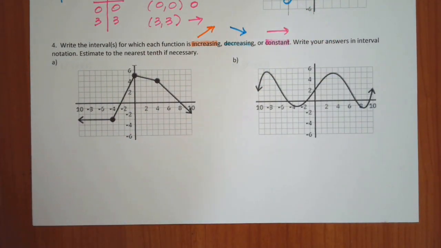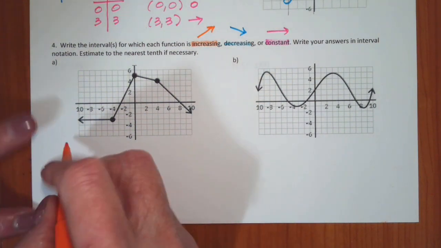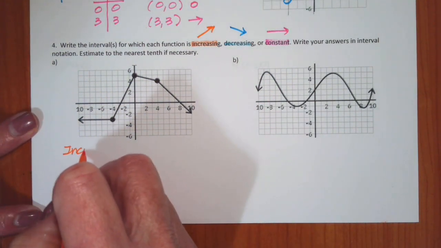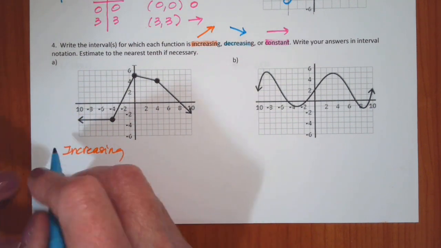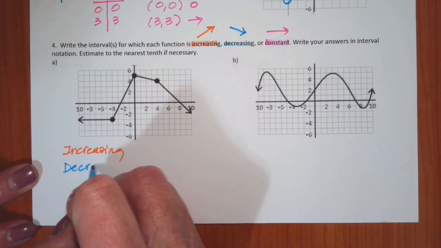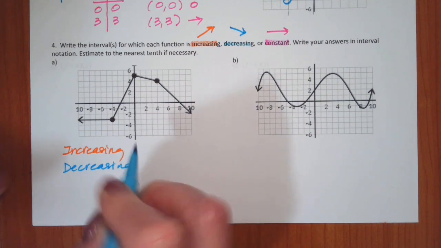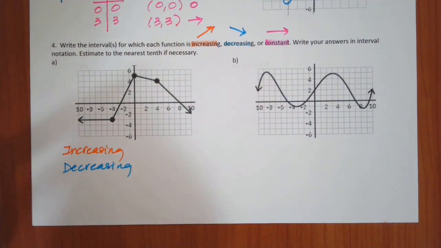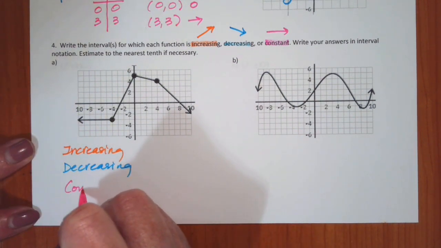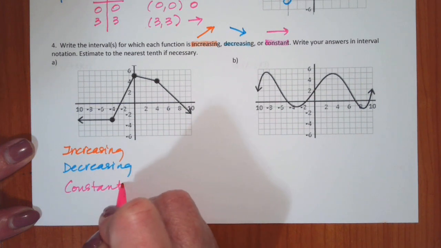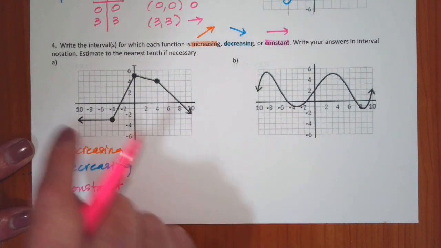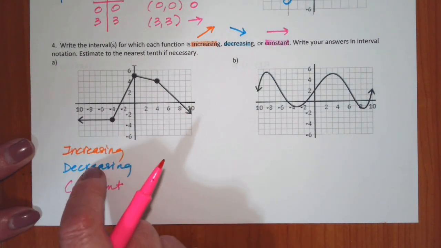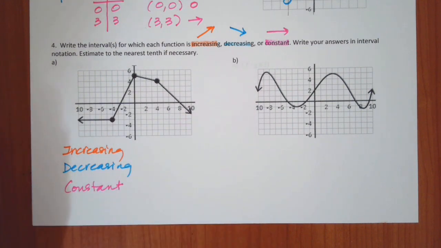There are a couple of ways that you can do it. I'm going to just go ahead and write down increasing, decreasing, and I'll do it 2 different ways, and constant. Now you can do it just by reading the graph, or you can do increasing and go from left to right, or you can do increasing, decreasing, and constant. It doesn't make any difference.